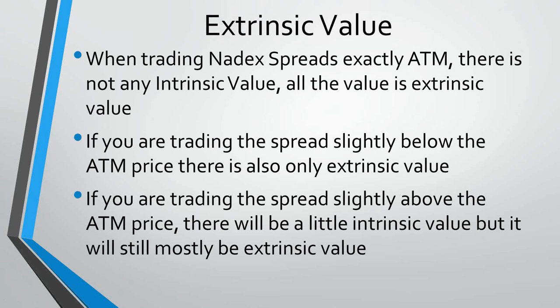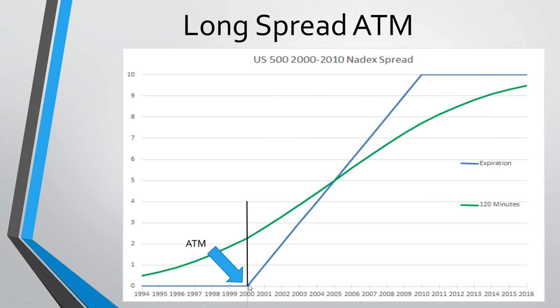And if you're trading a spread slightly above the at-the-money price, then there will be a little intrinsic value, but it will still mostly be extrinsic value. When we jump back here, if we're above this line, not at it, but above this line, the farther above this line you get, the more intrinsic value it has. For example, if we were trading at 2001, which is above the at-the-money price, we'd roughly have $1 of intrinsic value, because that's what the spread would be worth at expiration, and the rest of it would be time and volatility value, or extrinsic value. So with 120 minutes to go, maybe the spread is trading just under 3, maybe $2.80. $1, that's intrinsic value. The other remainder is extrinsic value.